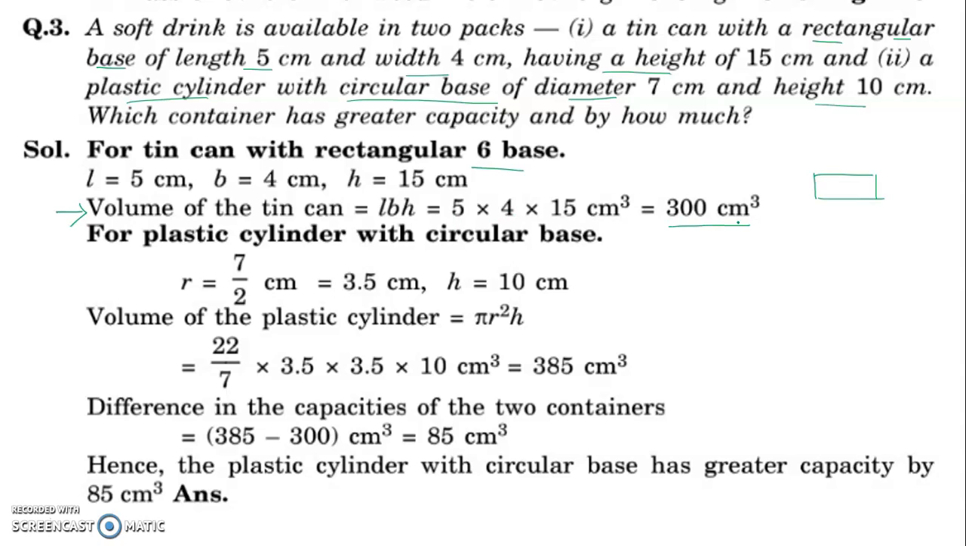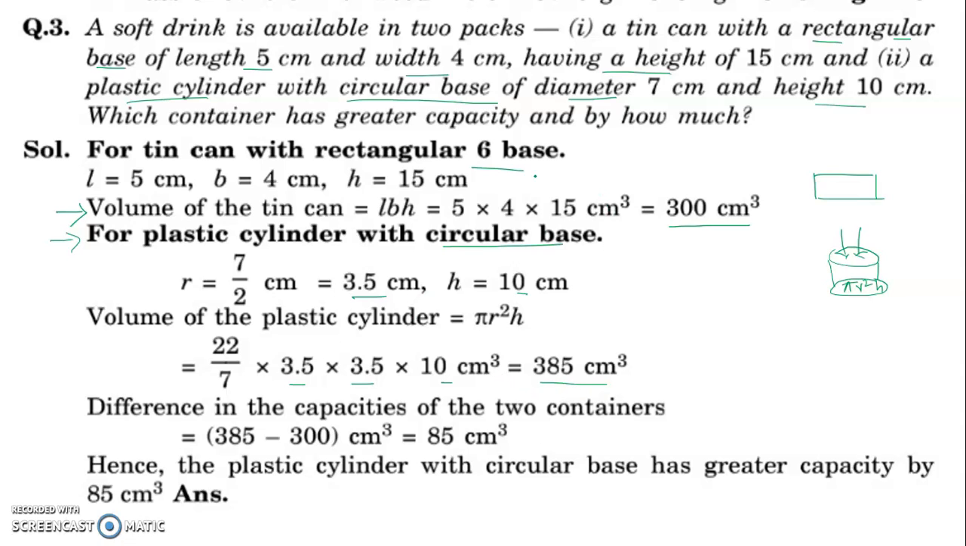So that is 300 centimeter cube here. Now for the plastic cylinder, it is saying circular base, so this means it is a cylinder. So volume here, what is the volume? We studied pi r square h. Now diameter is 7, so radius will be half of this. Pi is 22 by 7. Radius is 3.5, r square, so 22 by 7 into 3.5 into 3.5 into h, which is 10. So solve this, we will be getting 385 centimeter cube.